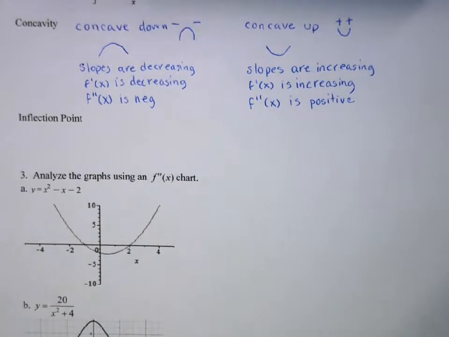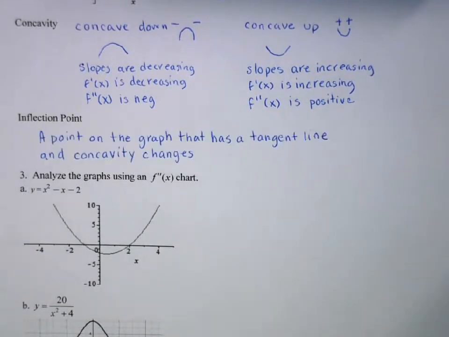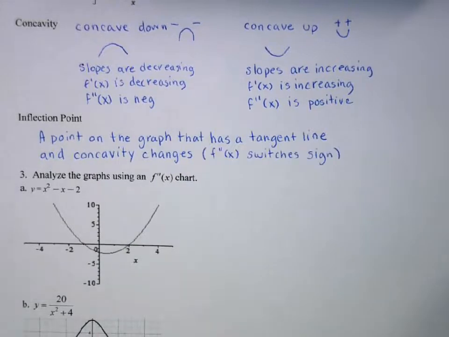An inflection point. Inflection points are a point on the graph that has a tangent line and concavity changes. So how can we tell this? If f prime of x switches signs, that means our concavity is changing. So let's look at some charts.